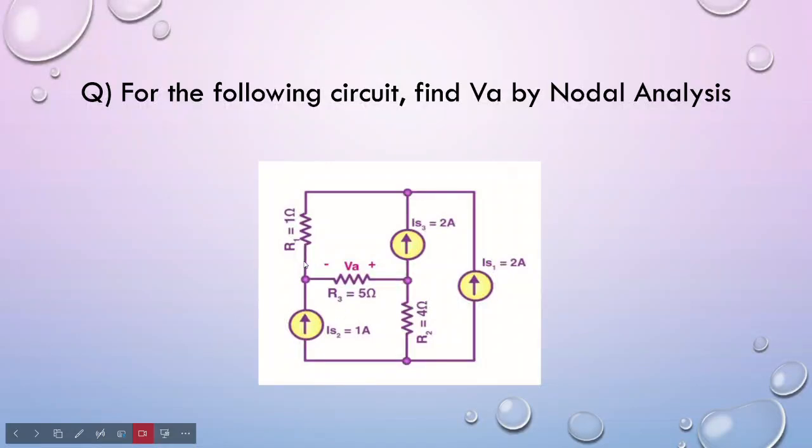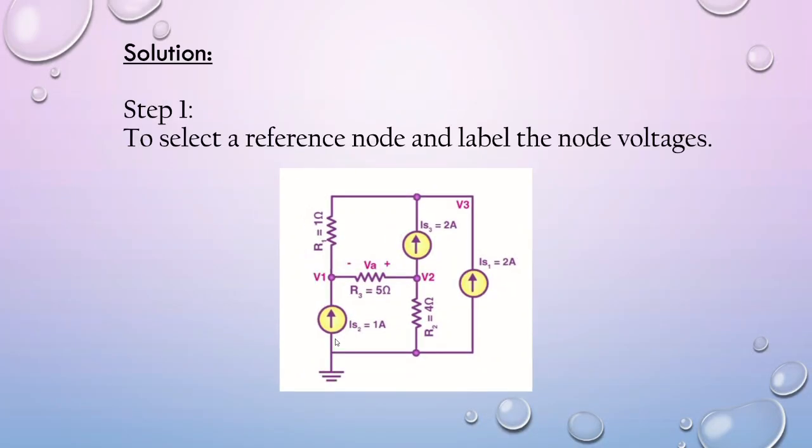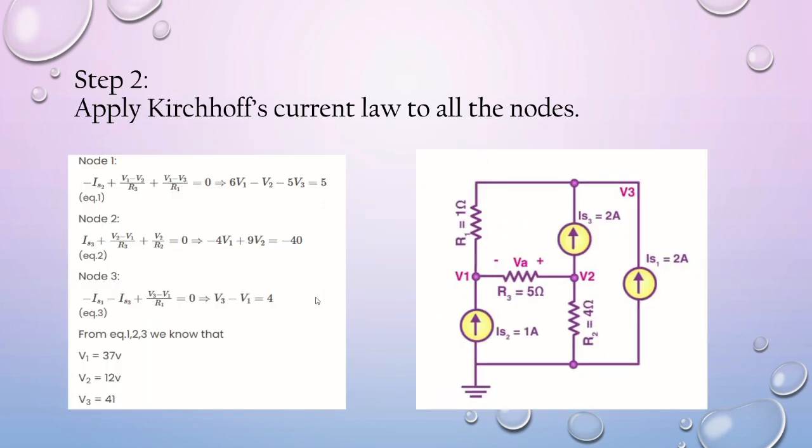Take this as an example, which has resistances of 1 ohm, then 5 ohms, then 4, 2, and another 1 ohm and 5 ohm, and then 4 ohm. So let's go into this. Step 1: select a reference node and label the node voltages. So we should first select the reference node and then label the node voltages.